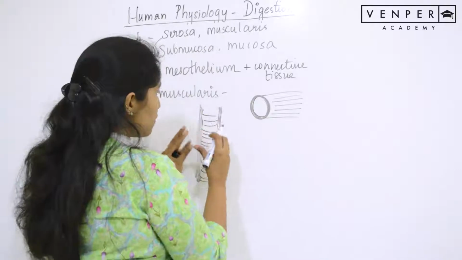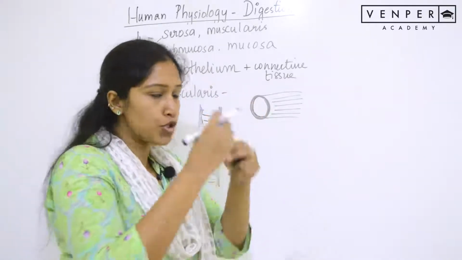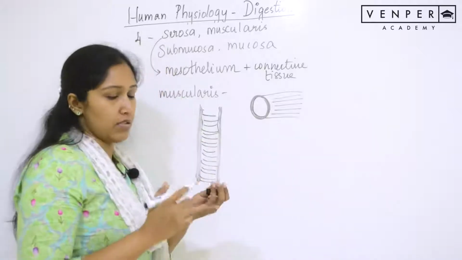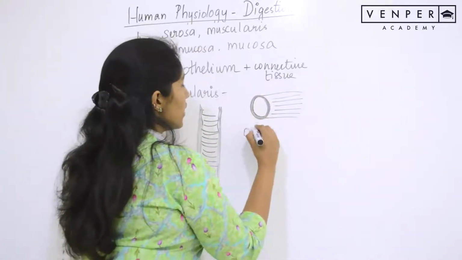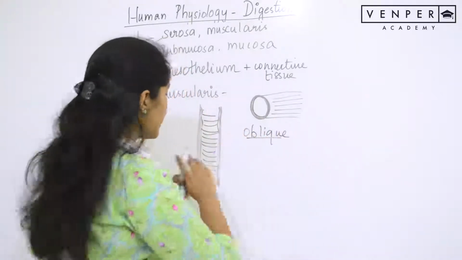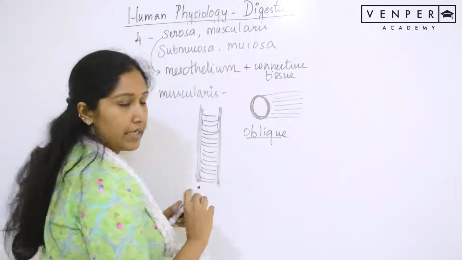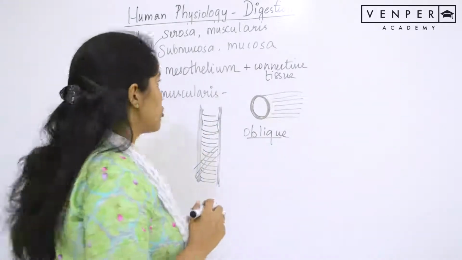As it moves through, it is captured by the circular muscles and then pushed through by the longitudinal muscles. It is so complex that in certain places there is also an oblique arrangement of the muscles. Oblique is basically a diagonally arranged muscle like this, in addition to both the circular and the longitudinal.